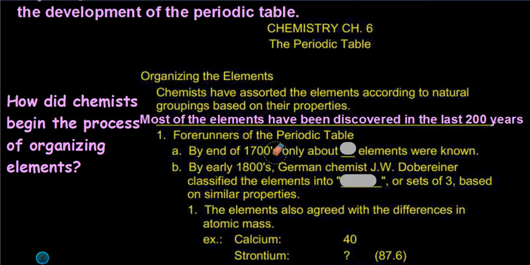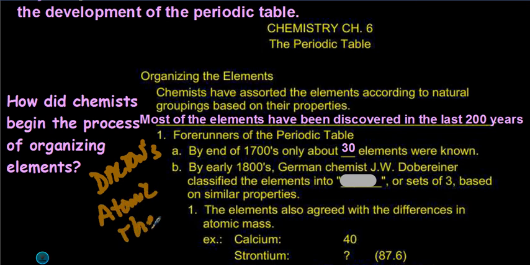There were early periodic tables. First of all, it used to be just a list of elements because there were only 30 known by the end of the 1700s. And then Dalton comes along with his atomic theory, and all of a sudden people know to look for elements by looking for atomic masses and looking for individual atoms.